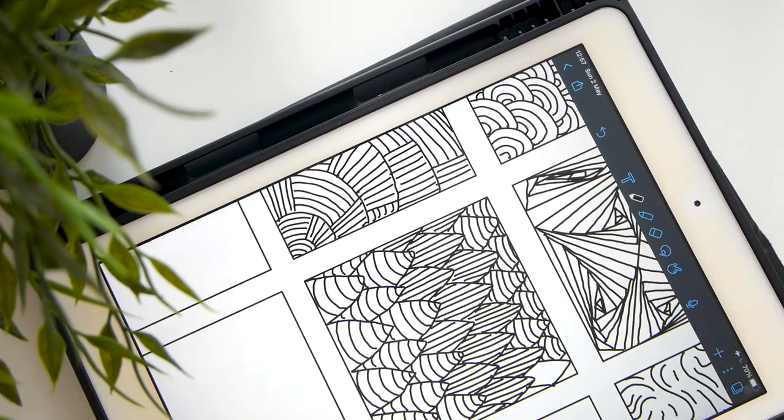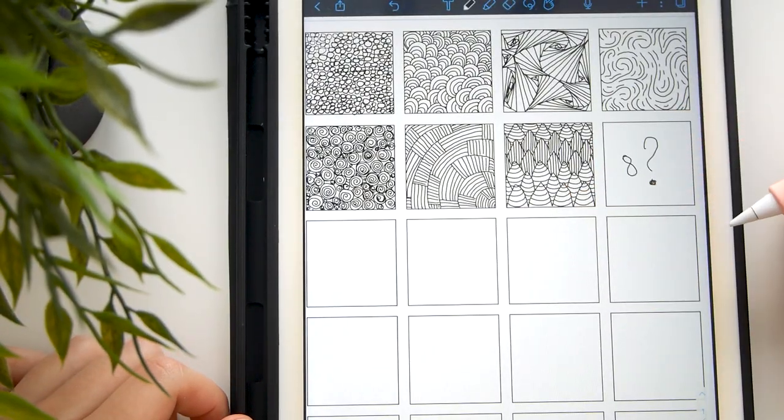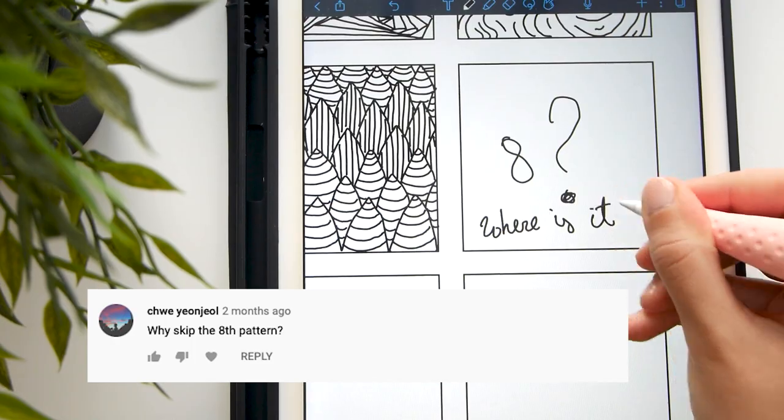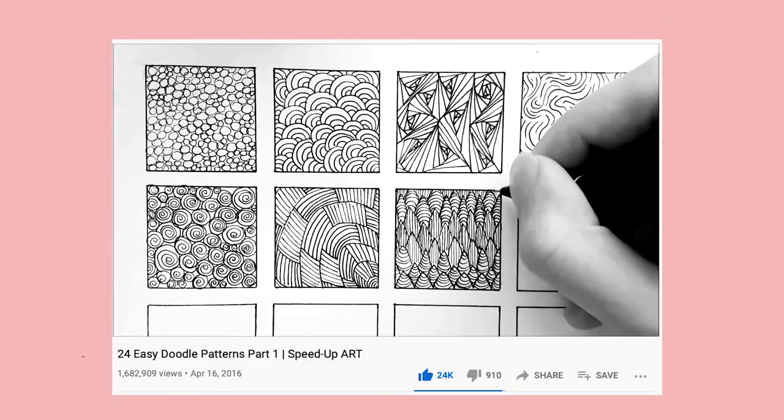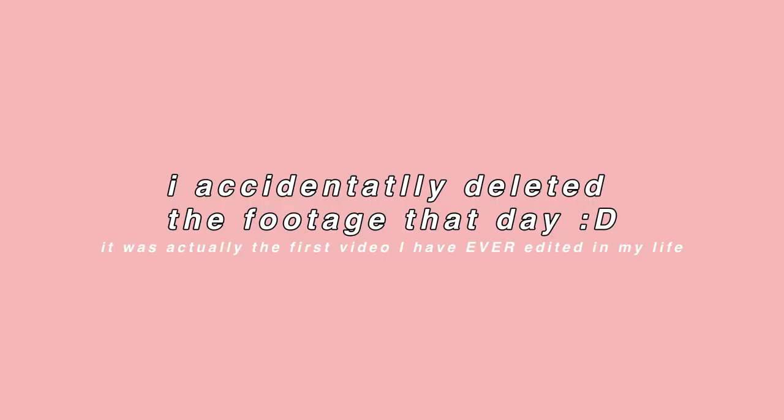So some of you have wondered, where did the eighth pattern from the original video go? Because in the video, I immediately go from the seventh to the ninth pattern. Well, the answer is that I simply lost the footage, and that video was actually the first video that I have ever edited in my life.